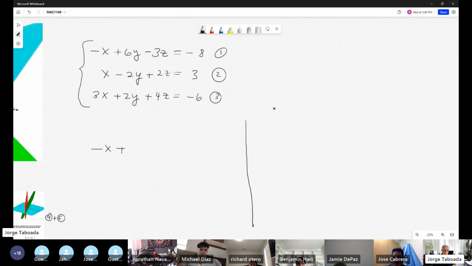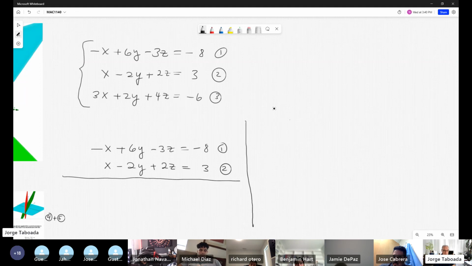I copy the equation 1. Yeah, I copy the equation 2. Bueno, what is the reason that I select this? The reason is because I see, using my eyes, at least in that part, positive x and negative x are ready for elimination. When you add them, equation 1 plus equation 2 by column, this cancels.